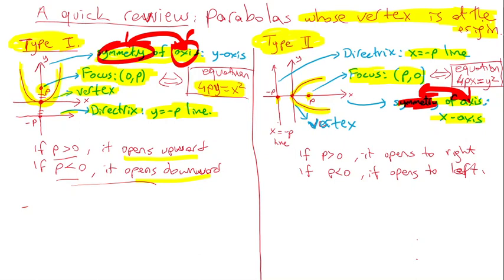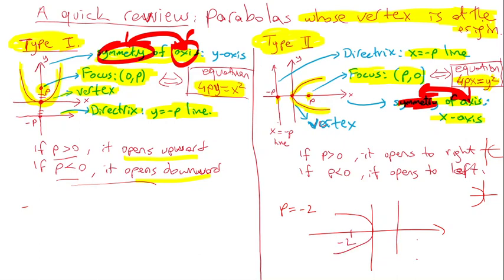This type of parabola has this type of equation, 4px equals y squared, and the vertex is (0, 0). If p is bigger than 0, it opens to the right, and if it is less than 0, it opens to the left. So I want to give you an example. Let p equal minus 2, so it opens to the left. What happens? The directrix is x equals plus 2, since minus p is plus 2.